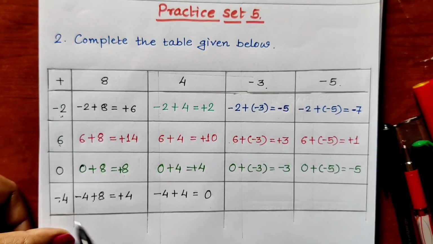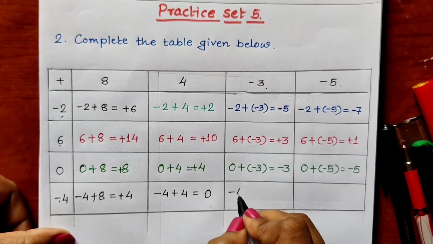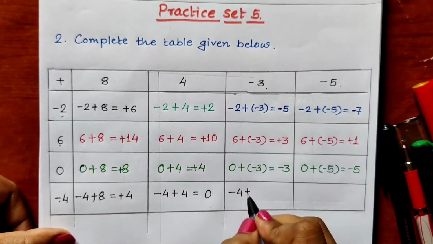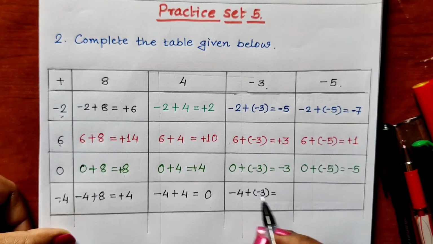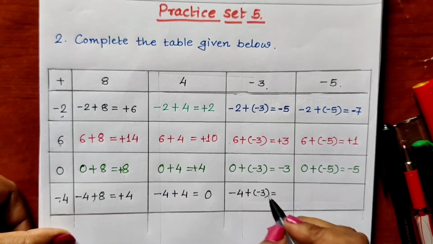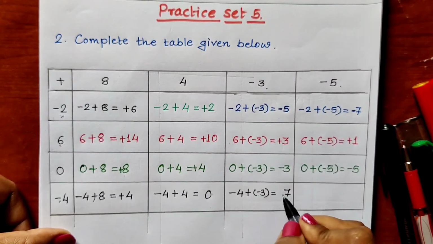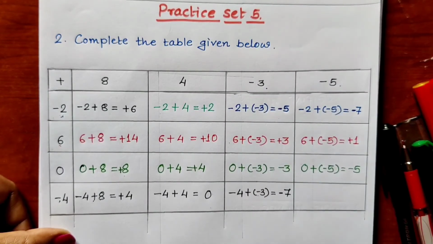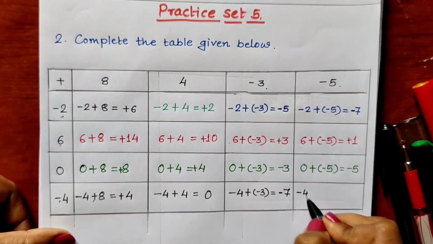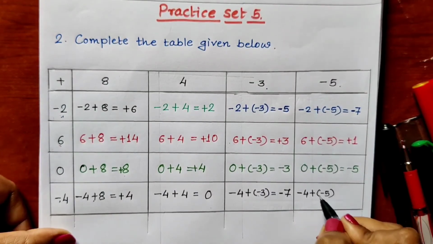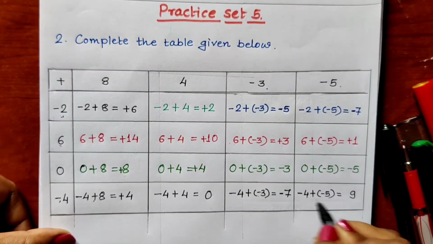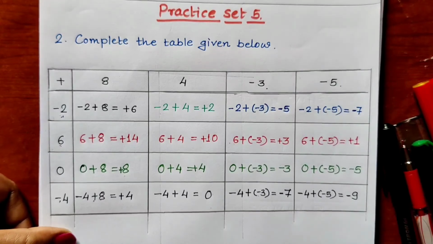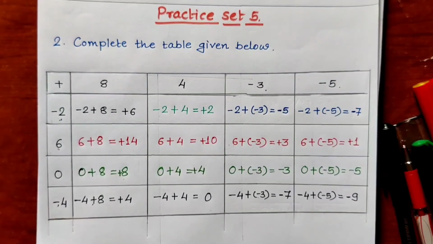Now the last one is minus 4. Sorry, not the last one, the third one. Minus 4 plus minus 3. Both these numbers have the same sign, minus sign. That means we will have to add the numbers. 4 plus 3, 7. And the common sign should be given, that is, the minus sign. Now minus 4 plus minus 5. Again same sign means we will have to add the numbers. 4 plus 5, answer is 9, and the common sign should be given to the answer. So in this way we can complete this practice set 5.